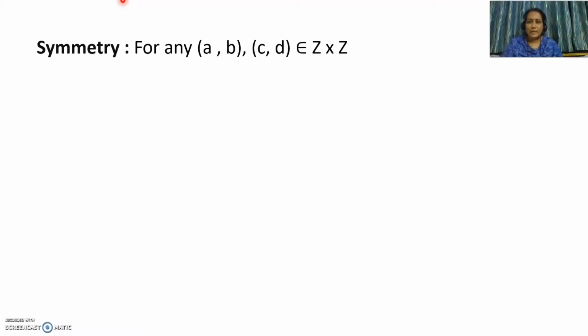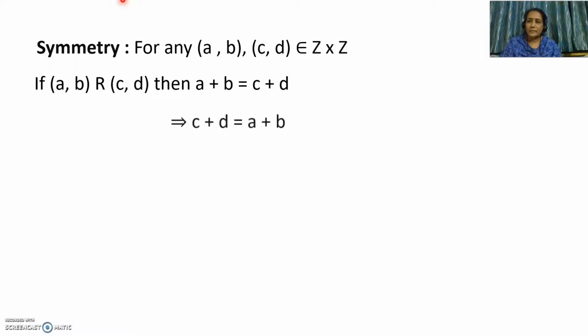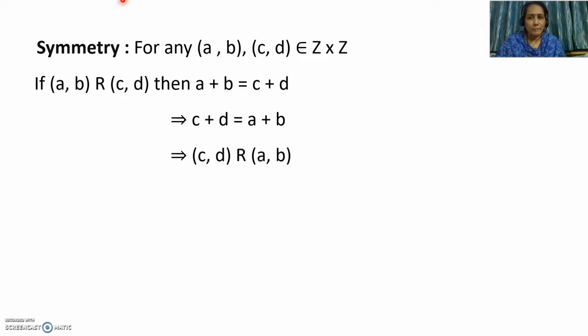Now we check the symmetric relation. For any elements (a,b) and (c,d) belongs to Z cross Z, if (a,b) is related to (c,d), then a + b = c + d. But here we have to show that (c,d) is related to (a,b). But we can write a + b = c + d as c + d = a + b and hence (c,d) is related to (a,b) and therefore the relation is symmetric.